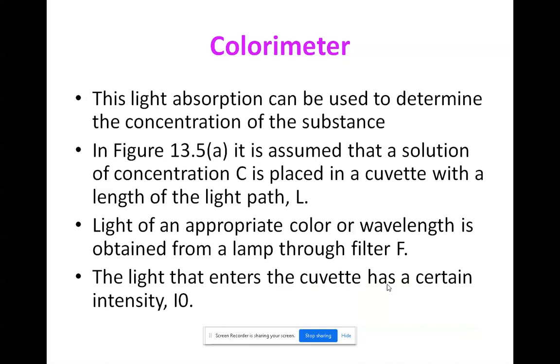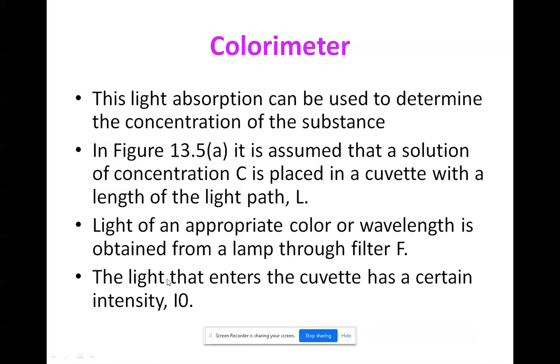Now assume that your solution, that is the blood, has concentration C and is placed in a cuvette. You are taking blood or solution in the cuvette with a light path length L. Light of an appropriate color or wavelength is obtained from a lamp through filter F. So the color and wavelength of the light can be determined by F. We obtain the light from the lamp through the filter only.